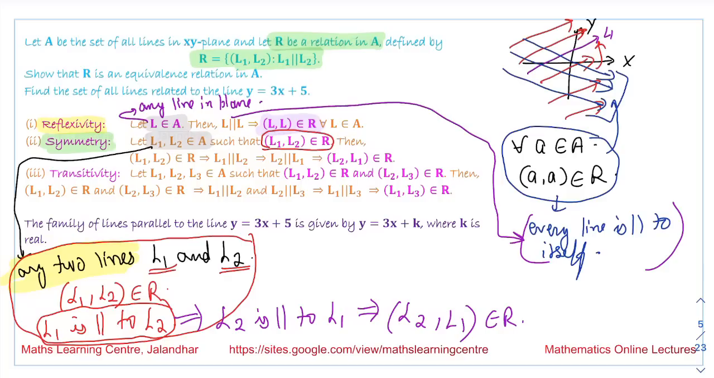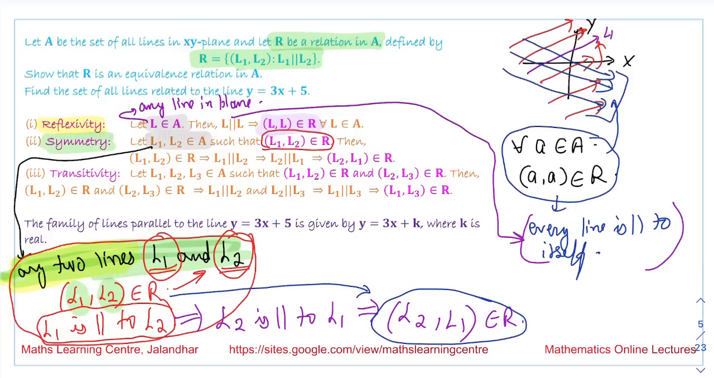Why am I saying that this condition is important? We are not saying over here that we are considering any two lines L1, L2. We are talking particularly about those two lines L1 and L2 which are related to each other. If L1 is related to L2, then we have to prove that L2 is related to L1. So this is our second part, symmetry. For symmetry, we have proved that (L1, L2) belongs to R implies (L2, L1) belongs to R.